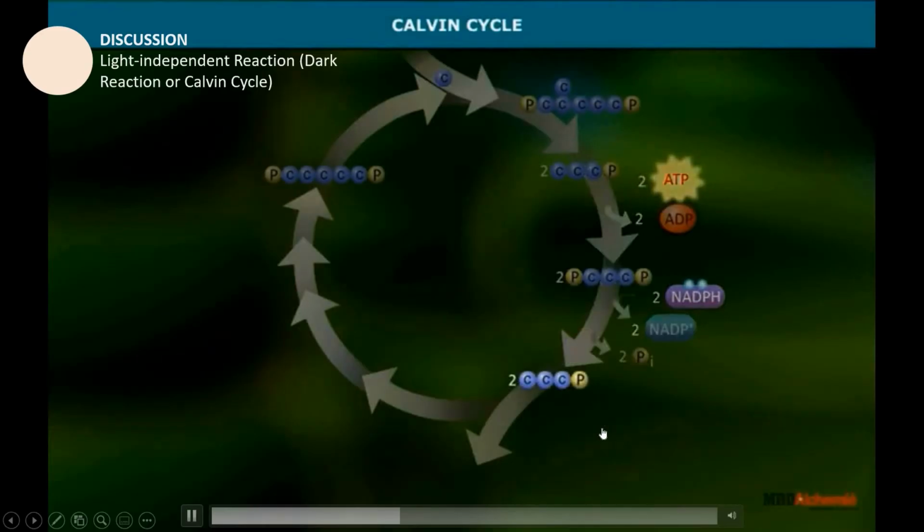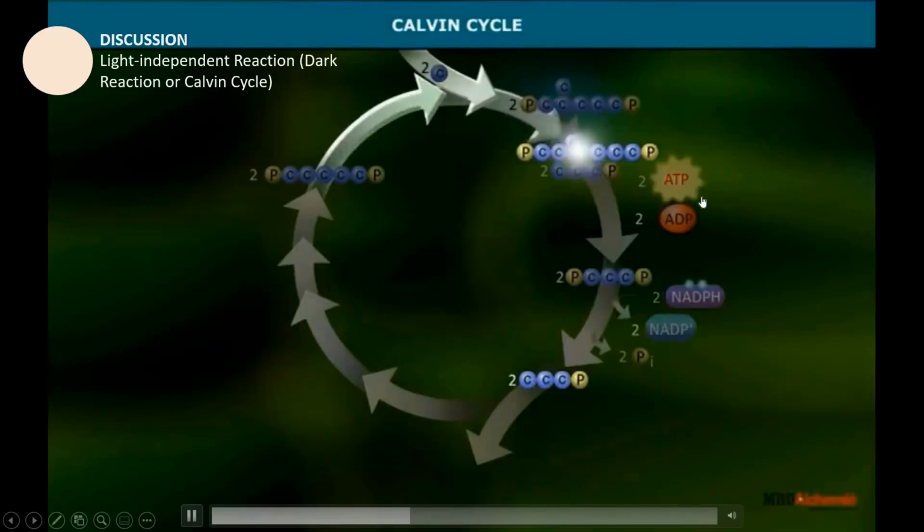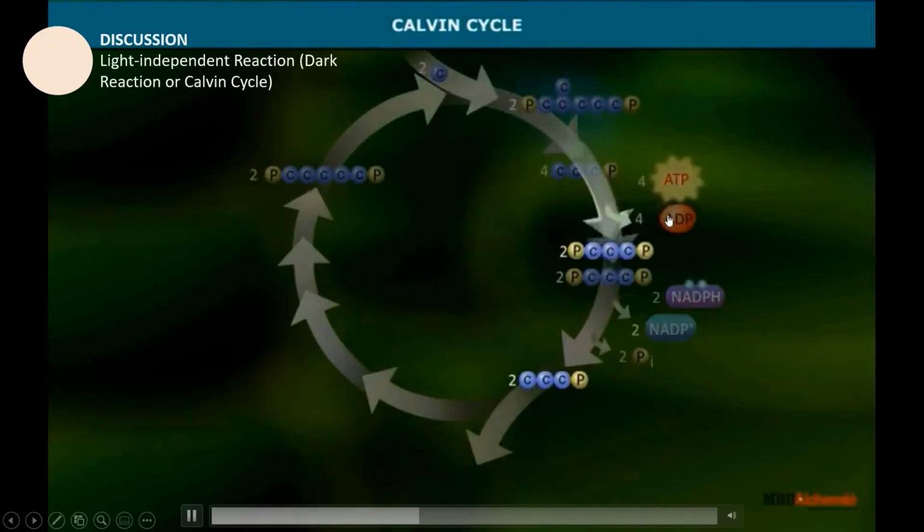Ayan. So, now, kailangan mangyayari yung process ulit. So, merong isang bagong ribulose bisphosphate na magbabind with a new carbon dioxide, kaya naging dalawa na yun, para mangyari ulit yung process na yun. So, ATP magiging 4 na, yung NADPH magiging 4 na rin, yung magiging mga products nila, which is ADP, 4 na NADP+, at saka 4 na phosphates. Tapos, yung magiging end product is magiging 4 na rin.